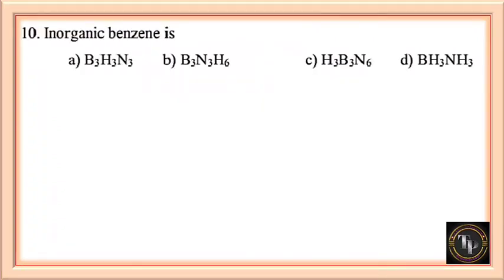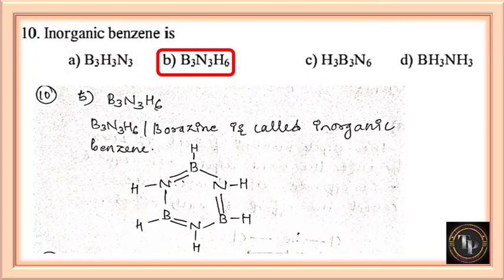Inorganic benzene is B3N3H6. That is also known as borazine. That is called inorganic benzene. This is the shape of the inorganic benzene, just like a benzene only, but instead of carbon you will have boron and nitrogen atoms here. Only that is the difference.